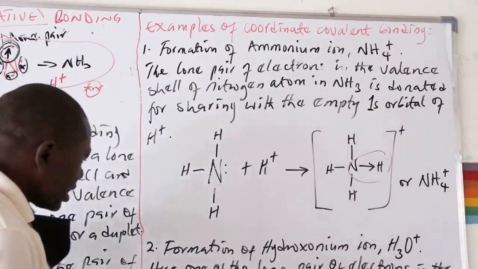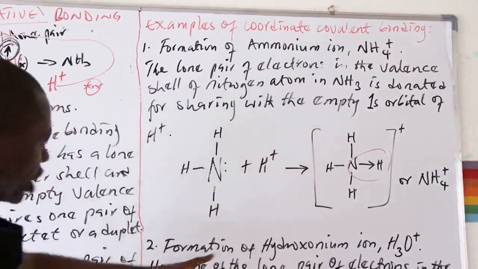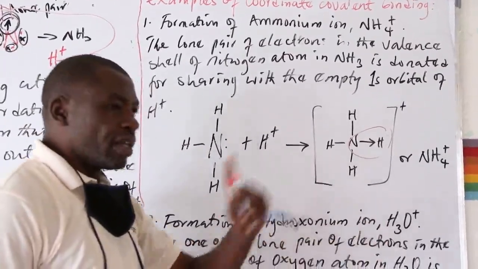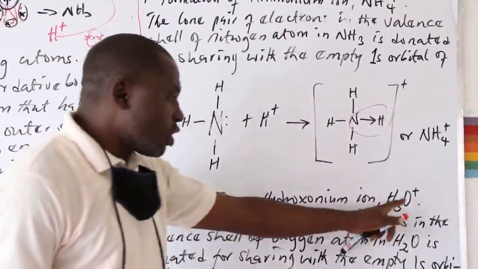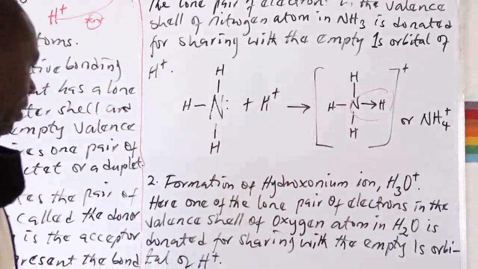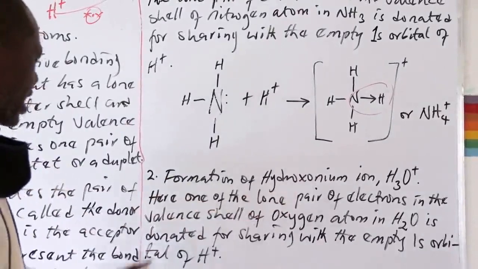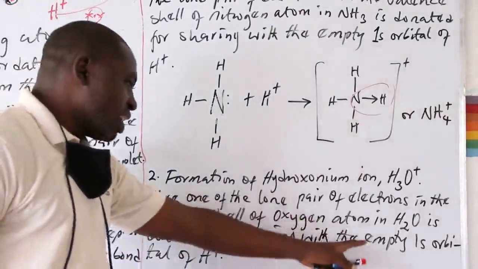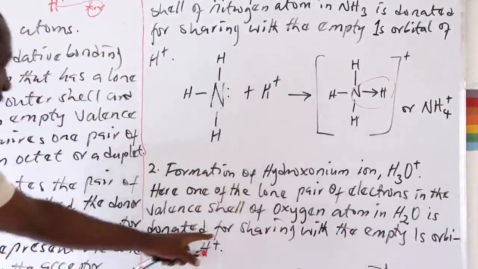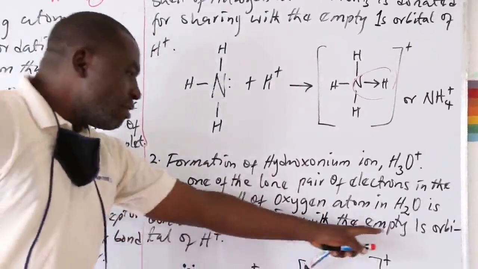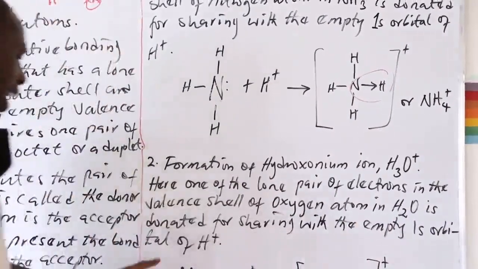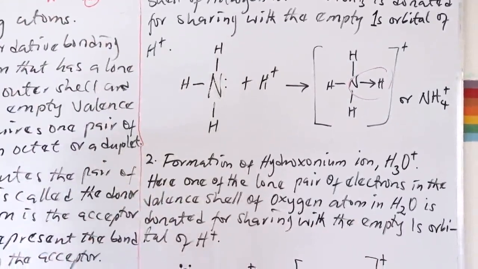So that is one example of coordinate covalent bonding. The second example we are going to see is the formation of hydronium ion. That's H3O+. That's hydronium ion. Here, one of the lone pairs of electrons in the valence shell of the oxygen atom in water is donated for sharing with the empty 1s orbital of hydrogen ion.